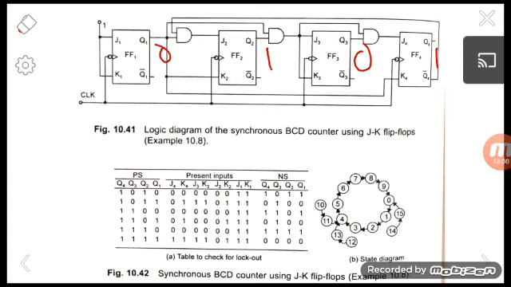So for all invalid states, when any invalid state automatically comes at the output of these flip-flops due to any noises and disturbances, our counter will automatically reach a valid state. So we can call this counter a self-starting counter. So the mod 10 counter, that is the BCD counter, is a self-starting counter.